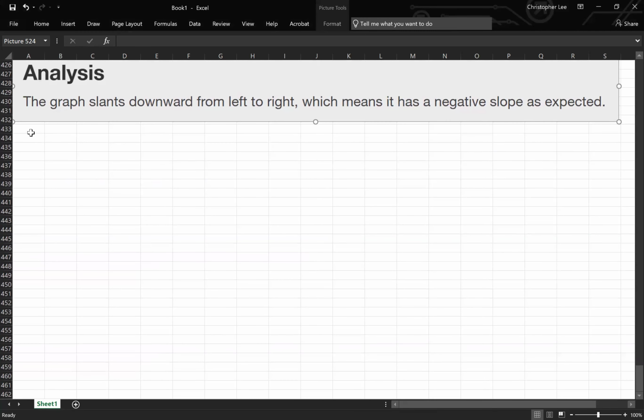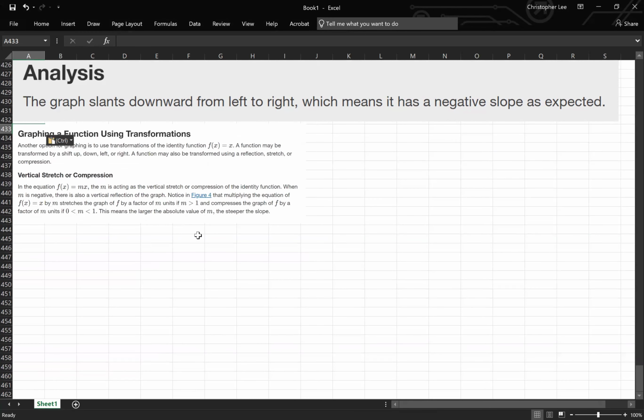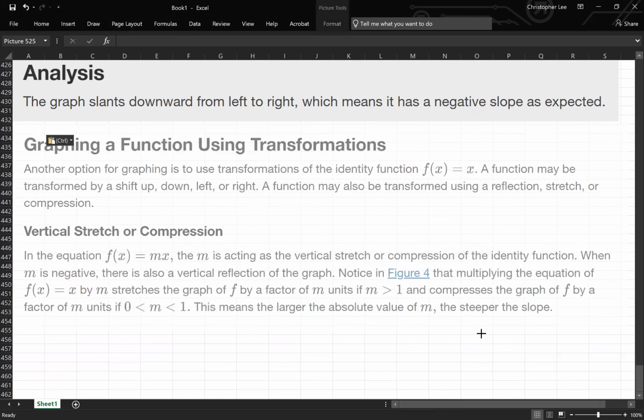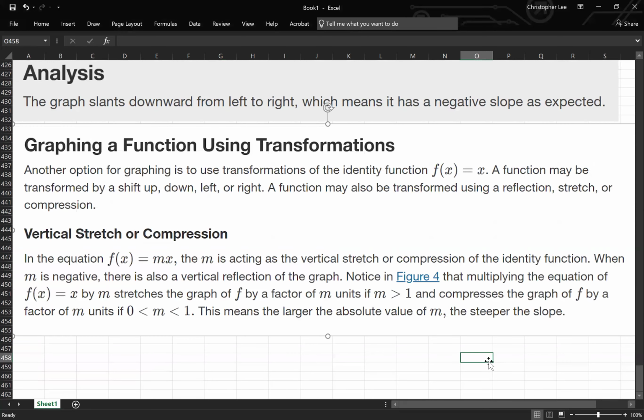This next method, my least favorite one. So we want to graph a function using transformations, right? Another option for graphing is to use transformations of the identity function f of x equals x. A function may be transformed by a shift up, down, left, or right. A function may be transformed using a reflection, stretch, or compression.